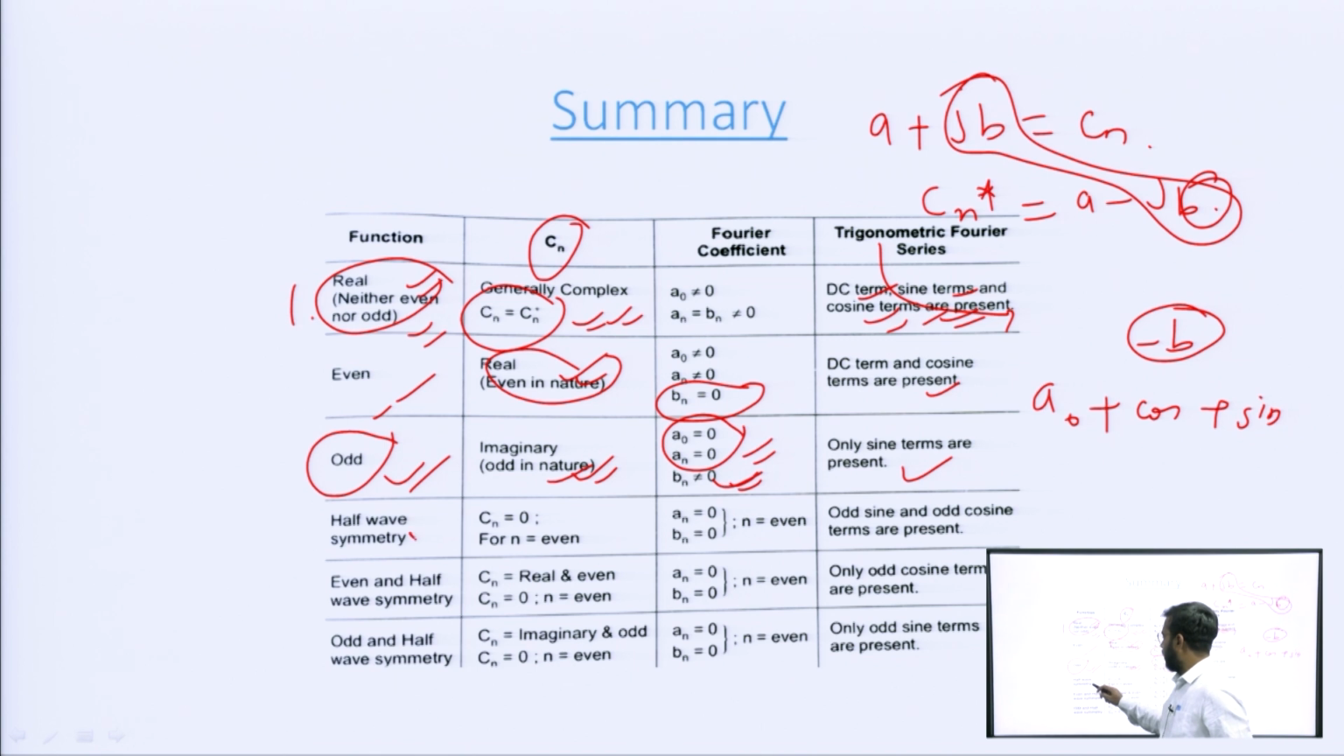Now, we have half wave symmetry. Because it has half wave symmetry, an and bn both will be 0 for n even. It has only odd sine and cosine terms.